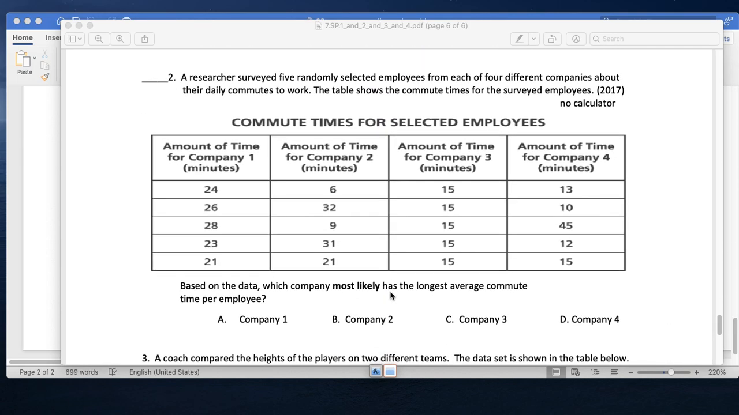What the heck is this? Surveyed employees from each of the 4 different companies about their daily commutes. The table shows the commute times for the surveyed employees. Company 1 took 24 minutes, 26, 28, 23, 21. Company 2, 6 minutes, 32 minutes. Nice. So some people live close to the company, some people don't. Company 3, everybody took 15 minutes. I don't know. Maybe they all live in the same building. Company 4, one person really lives really far, who's 45 minutes away, and everybody else lives in the vicinity.